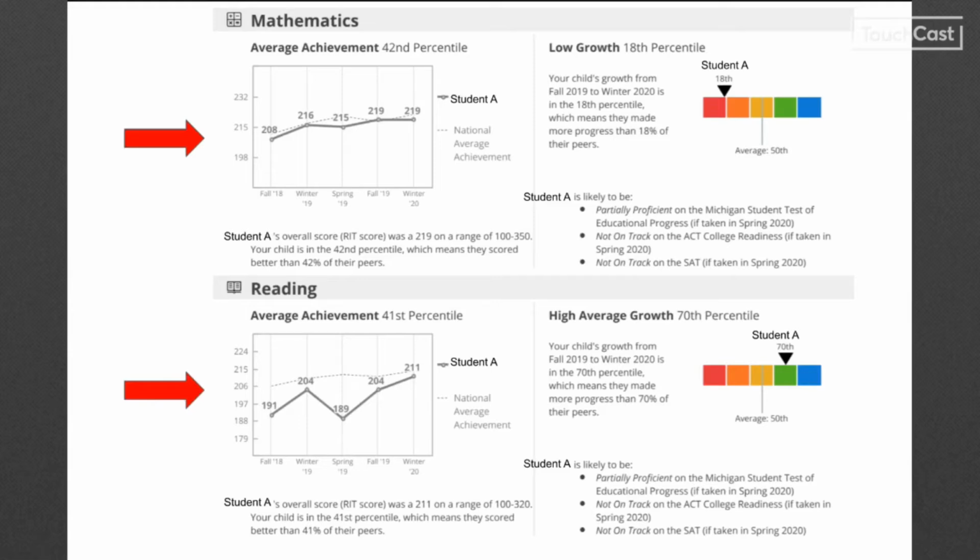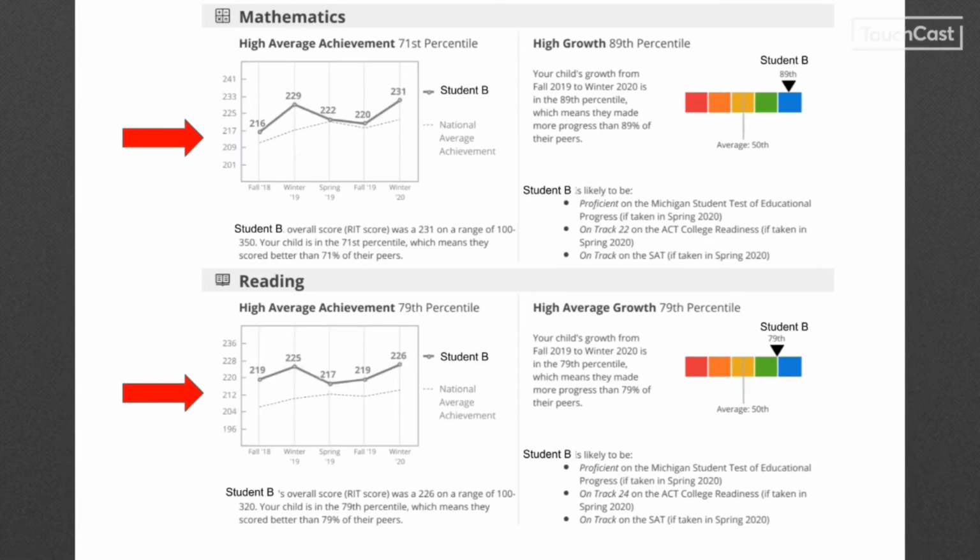And looking at the summary below the lines, student A's current score puts him in the 42nd percentile in math and the 41st percentile in reading, which means that student A's score was at or above the level of 42% of other 6th graders in math and 41% of other 6th graders in reading from across the country.